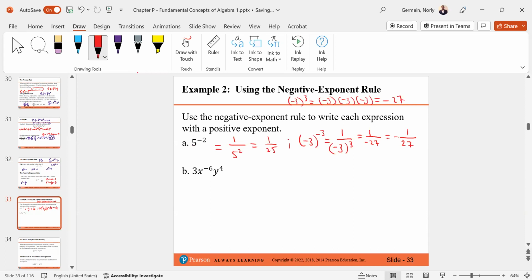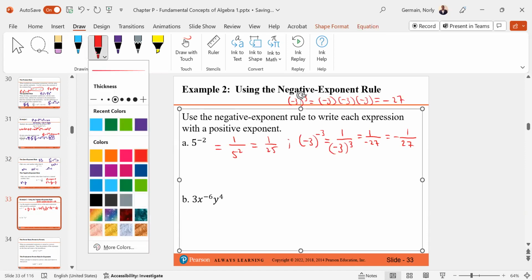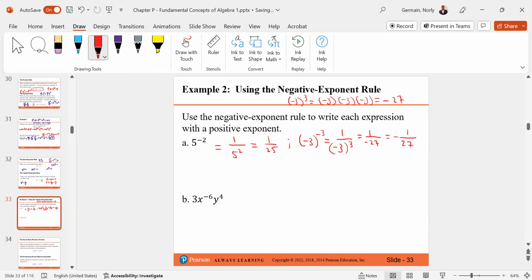The same, I'm going to just keep enough space for these two. Let's do another one. If we have something like, let's try another one.